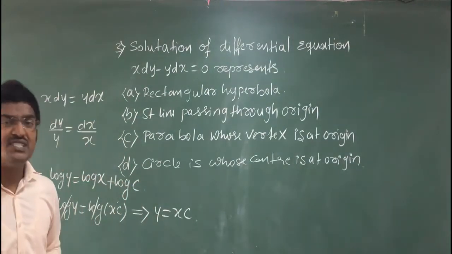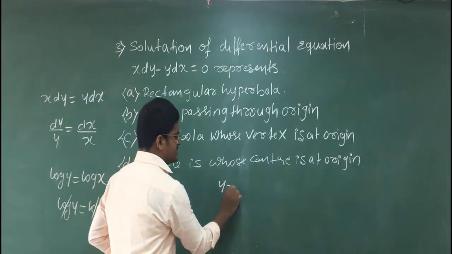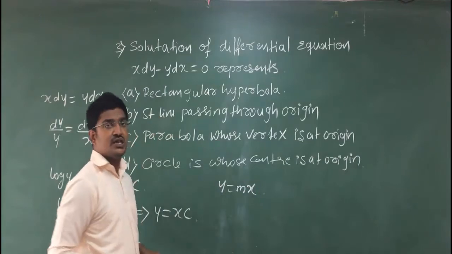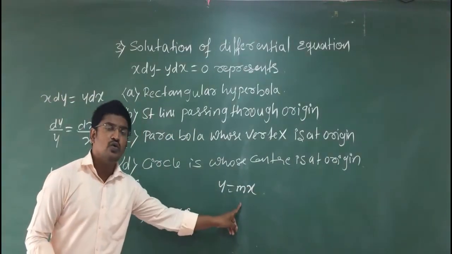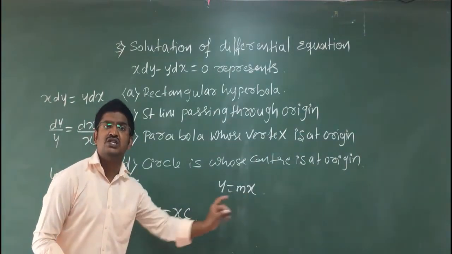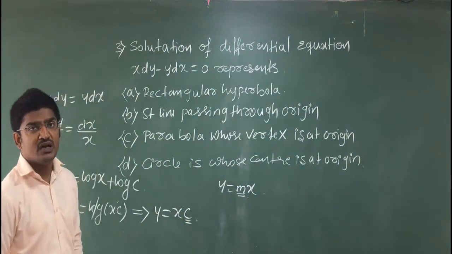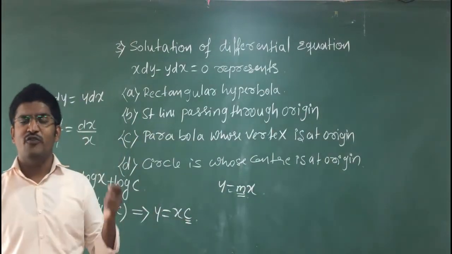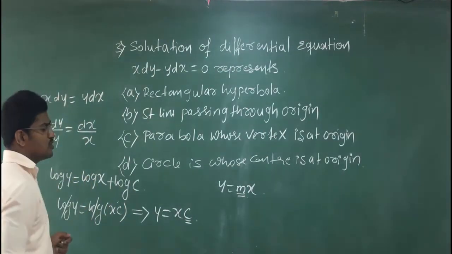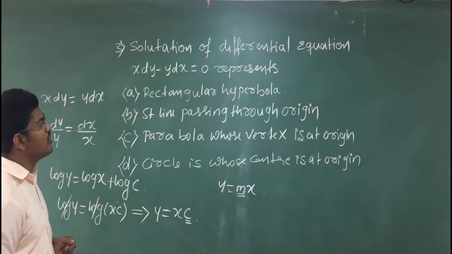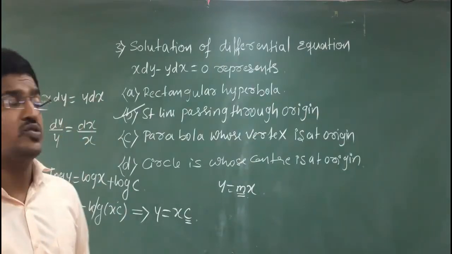Clear? So as you all know, equation of straight line passing through the origin is written as y equal to mx. Here m is slope, that is constant. So if you see these two, they look same to each other. That means in the place of m, here you have c, no problem. Clear? So this will be the equation of line passing through the origin. Hence answer will be what? Answer is option B, that is straight line passing through the origin.